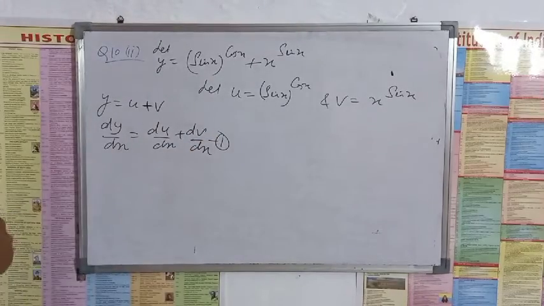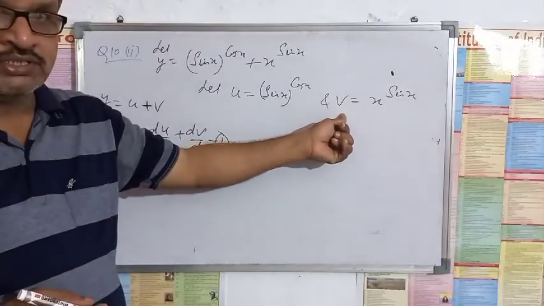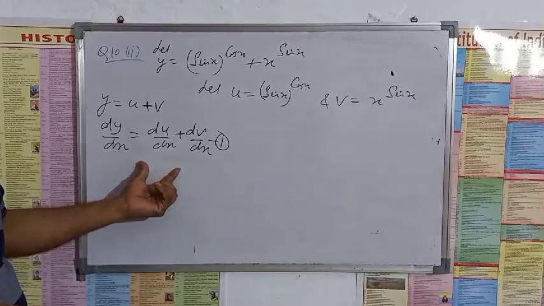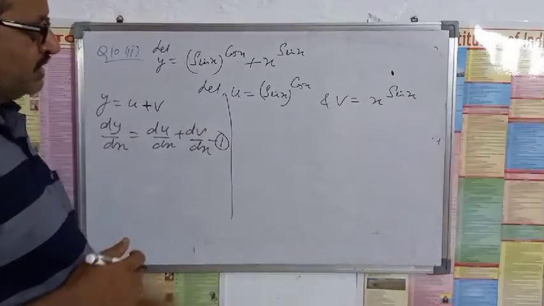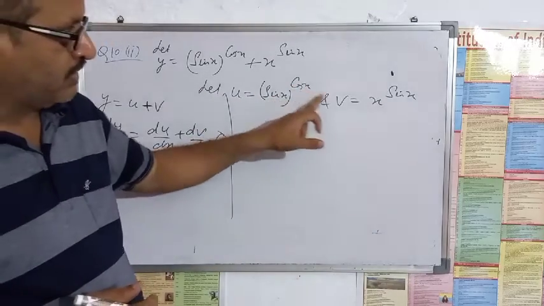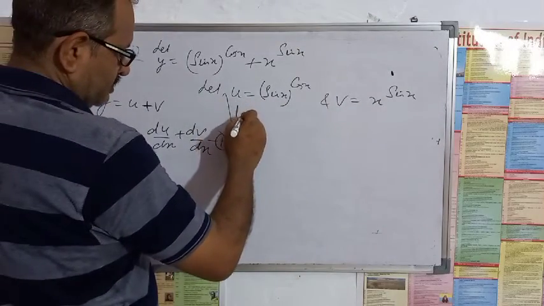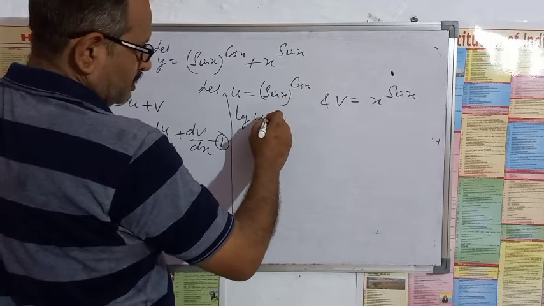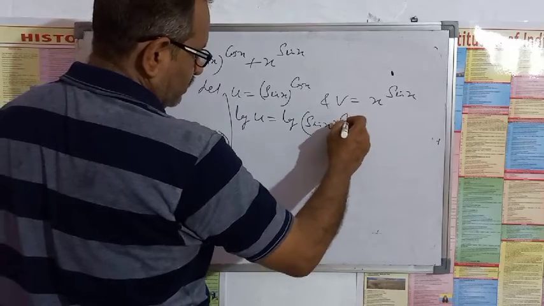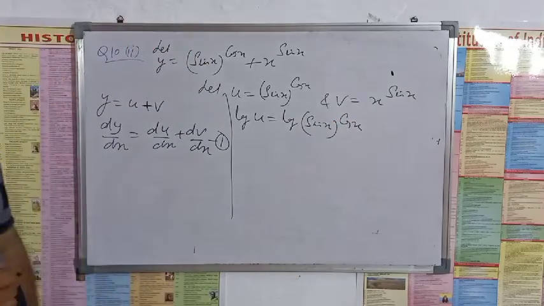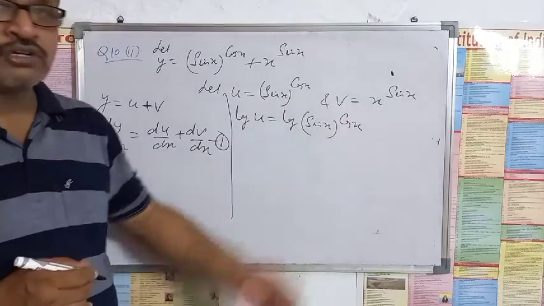Make it number 1. Now we have to find du by dx from this one and dv by dx from this, and after that put here. So how we can find du by dx? It is function to the power function. So we have to use log here. So take log u is equal to log sin x to the power cos x. We have to differentiate one by one. So log u is equal to log of sin x to the power cos x.